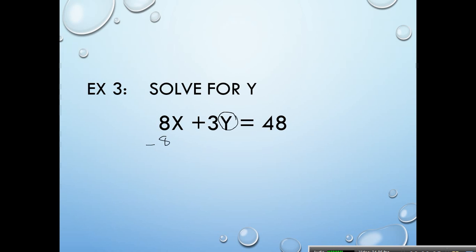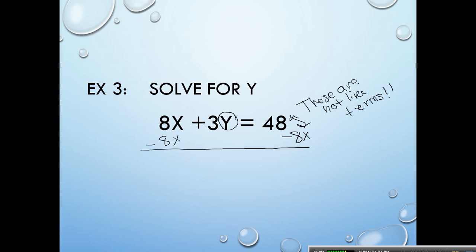So I'm going to subtract 8x from both sides. A lot of you are going to say, well, we're going to do 48 minus 8. But remember, these are not like terms, so we cannot subtract from one another. They need to stay alone. On this side, my 8x's are going to cancel. I'll be left with 3y. And I'm going to put these two together, so I get negative 8x plus 48.